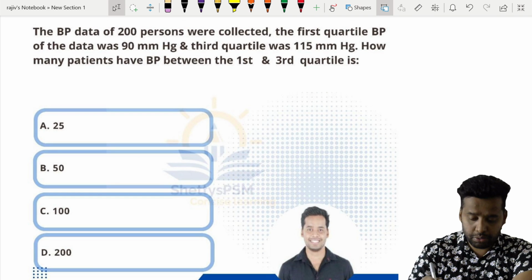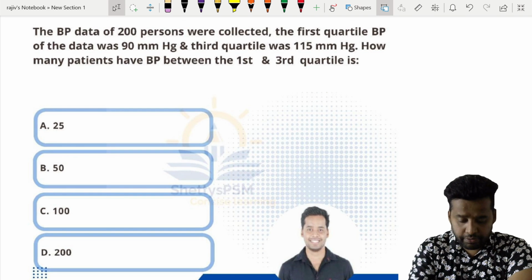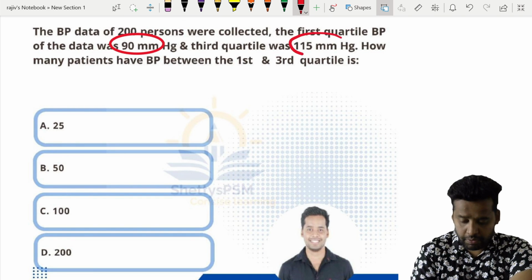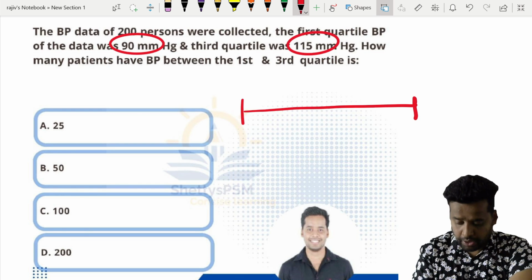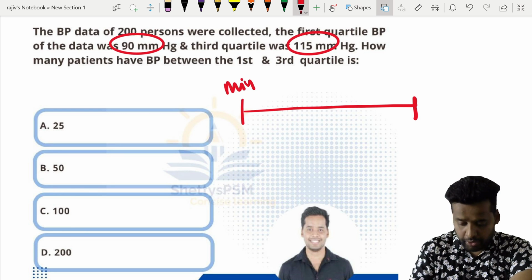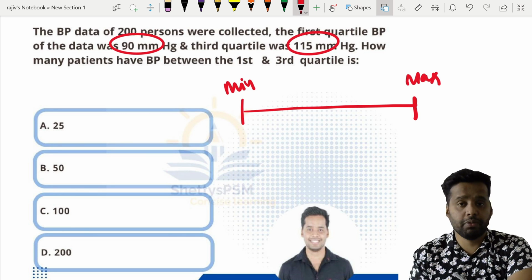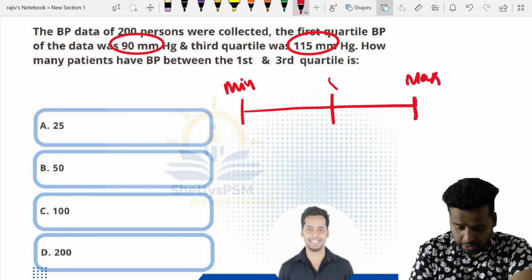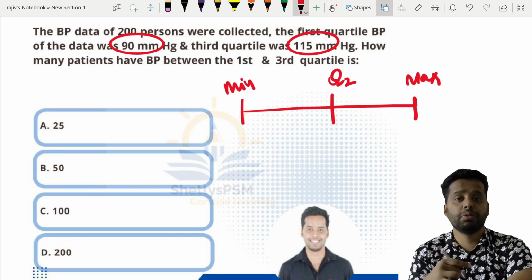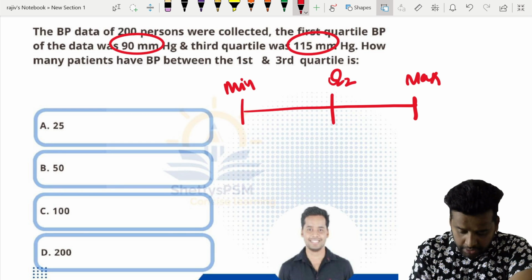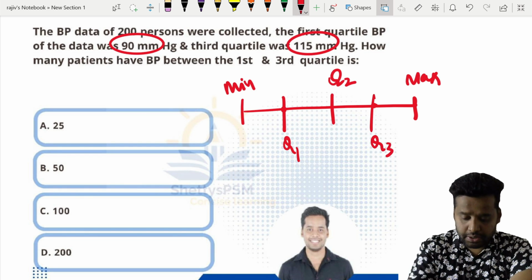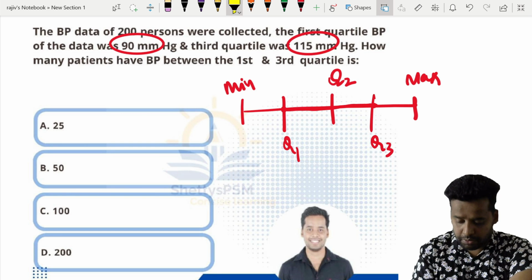The BP of 200 persons was collected. The first quartile and the third quartile values are given. So what is a box whisker plot? This is the minimum value, and this is the maximum value. What is the central value? Median is called Q2. Q2 means second quartile. Median, this is Q1 and this is Q3. The distance between Q1 and Q3, this was the question.